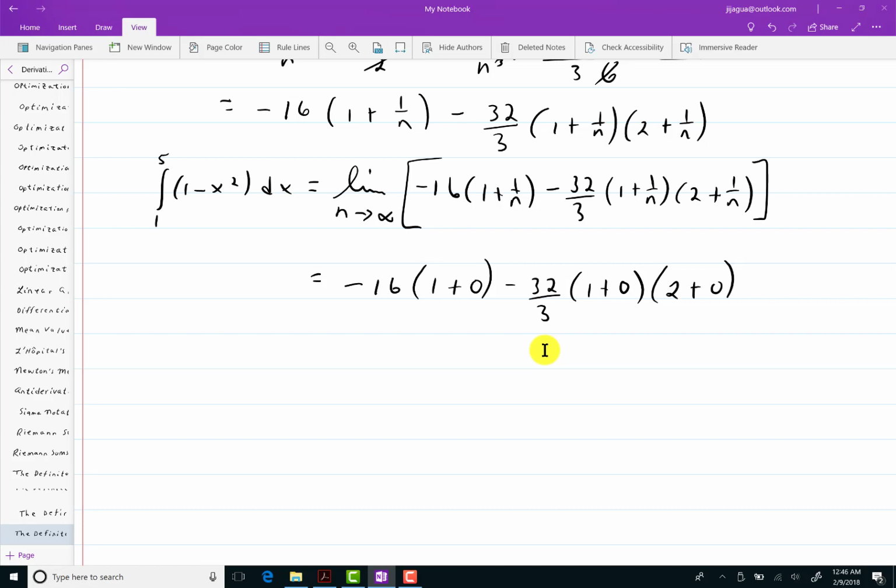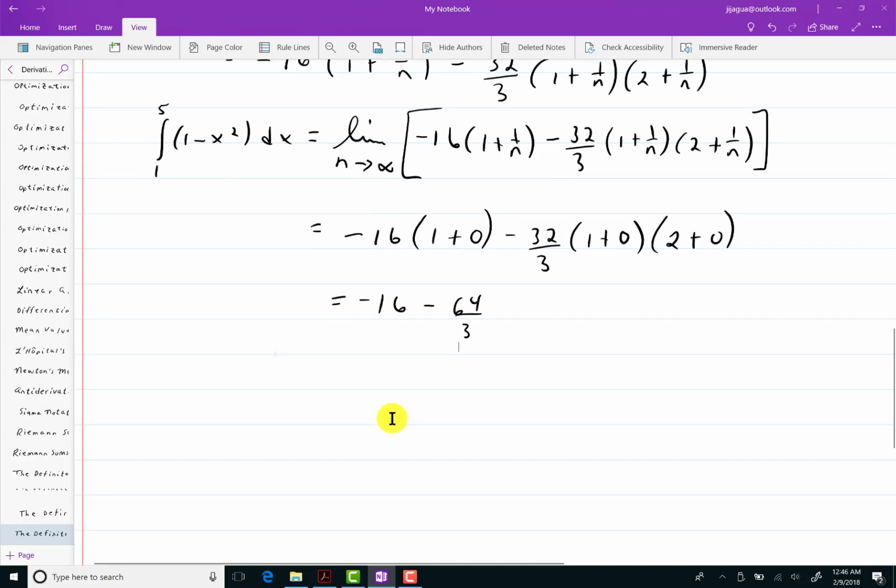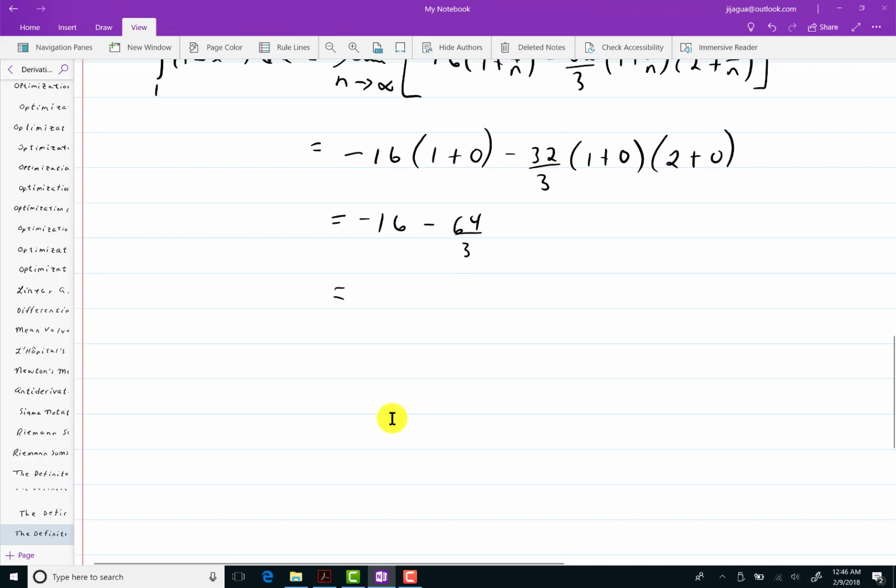And we end up with negative 16 minus 64 over 3. So I'll make that negative 48 over 3. Negative 48 over 3 minus 64 over 3. And it looks like I end up with negative 112 over 3.